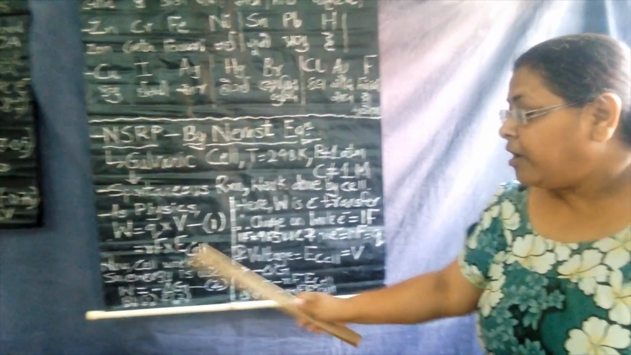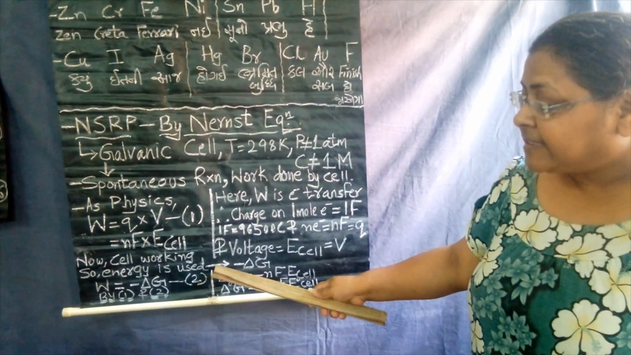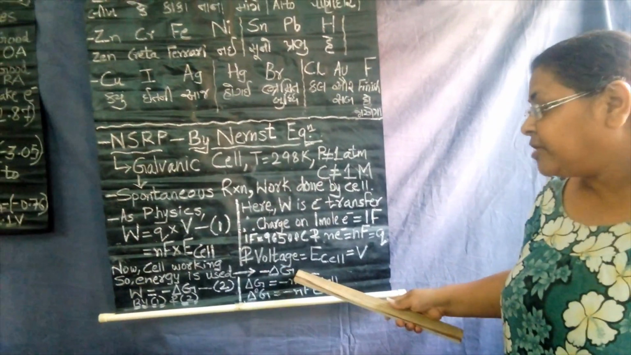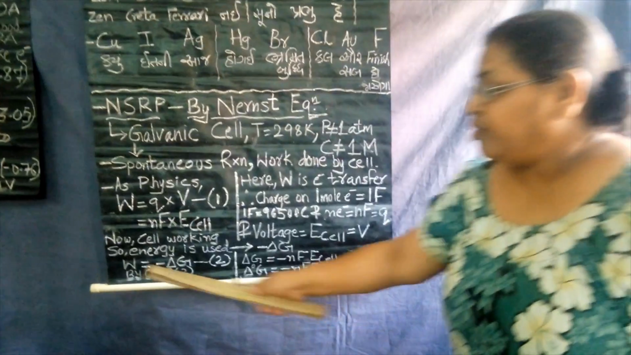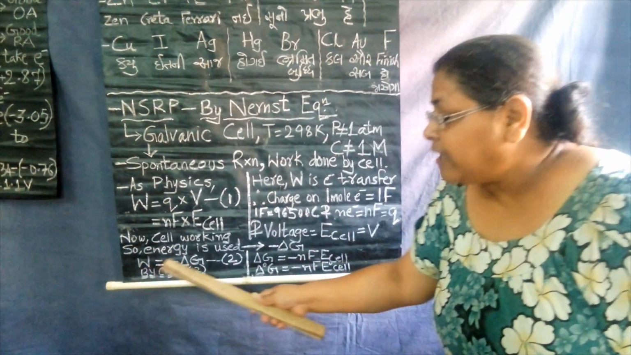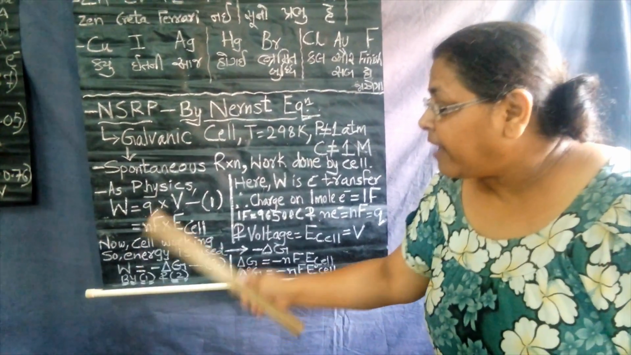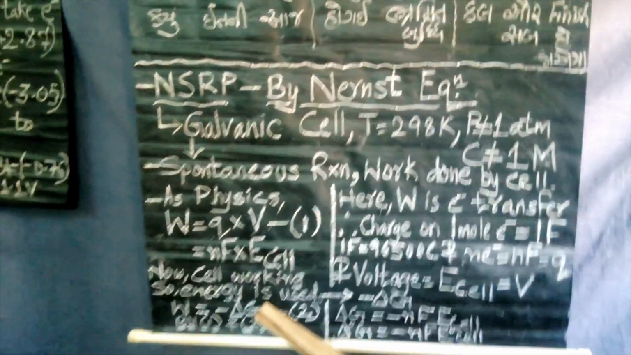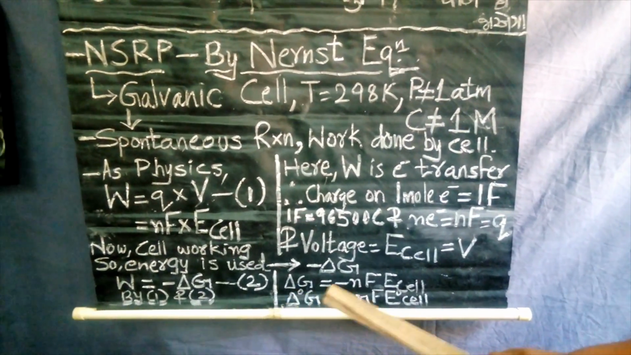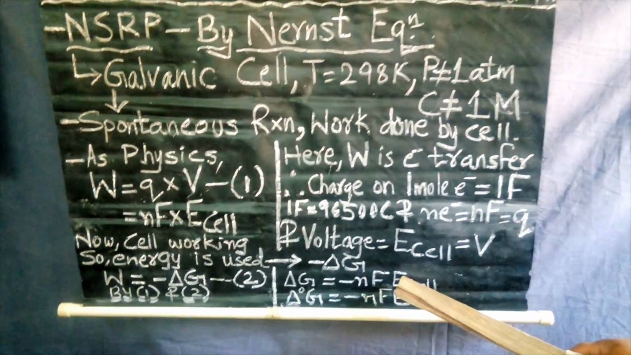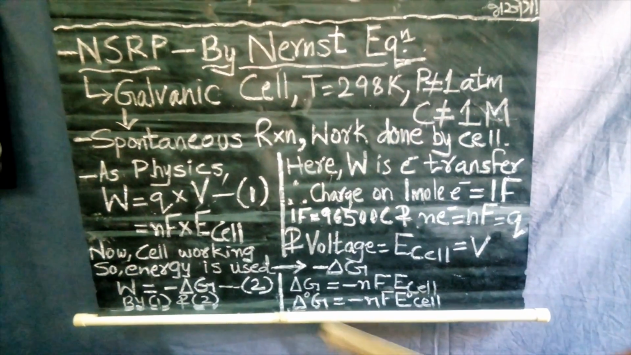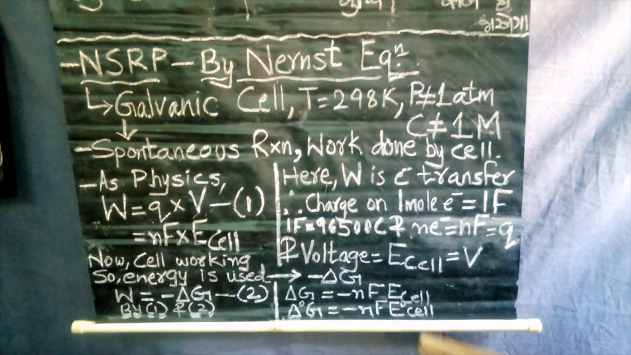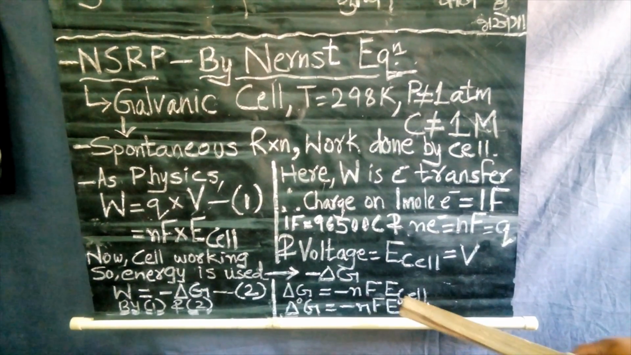Also I told you work is done by the galvanic cell, so energy is reduced, and if energy is used up, it is Gibbs free energy getting reduced. So minus delta G. Your second equation here is W equals minus delta G. Now compare equation 1 and equation 2: W equals Q into V, W equals minus delta G. Then you will get delta G equals minus nF E cell. And for standard condition, delta G degree equals minus nF E degree cell, the standard cell potential.